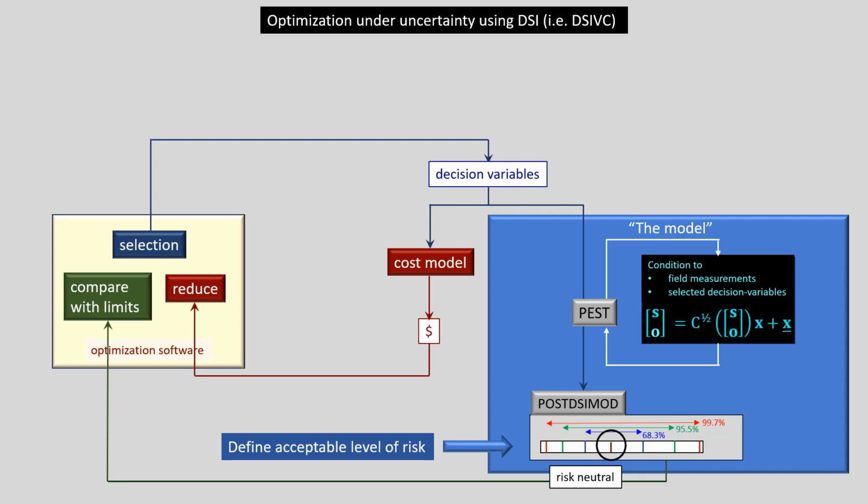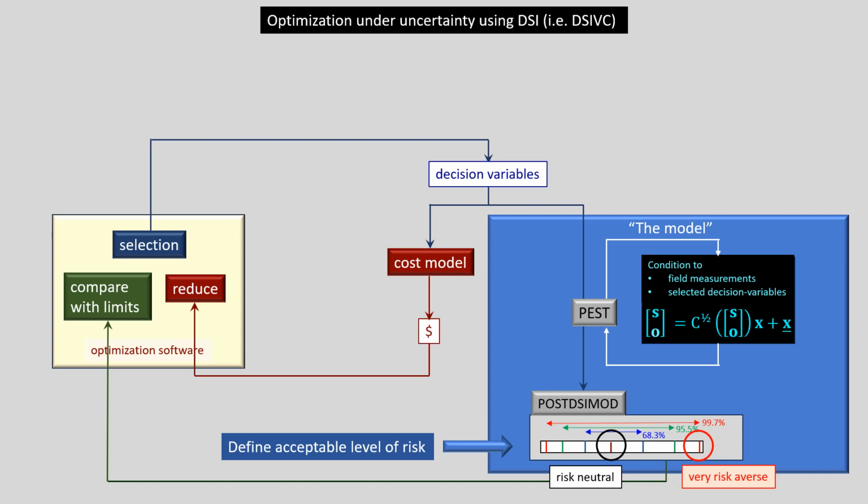The constraint could be the most likely prediction of the management thing of interest, the number of particles that reach the river. Or we could say, no, I want to be very risk averse. I want there to be no possibility of failure. So the constraint here is going to be the most pessimistic prediction of the number of particles that reach the river, or anything in between.